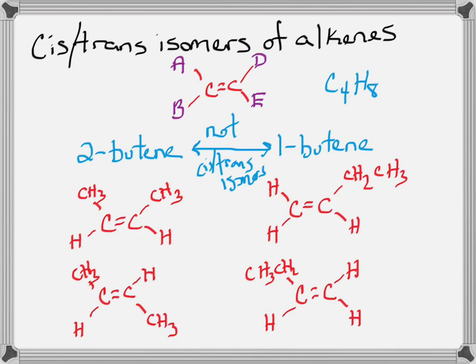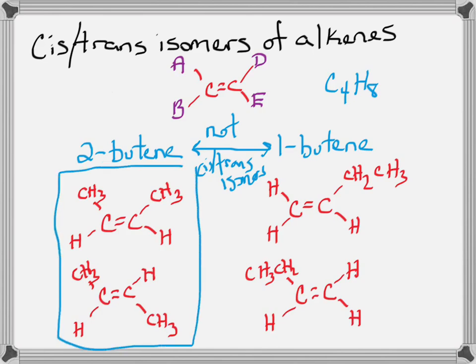We already named them 2-butene and 1-butene. Let's take a look at the 2-butene molecules, these two, and compare those two. They have the same molecular formula. They have the same connectivity of atoms, i.e. they have the same name we would give it. Now we just have to evaluate, are they actually cis-trans isomers?